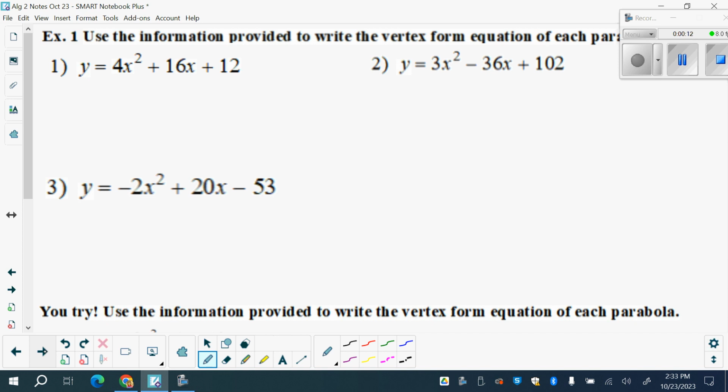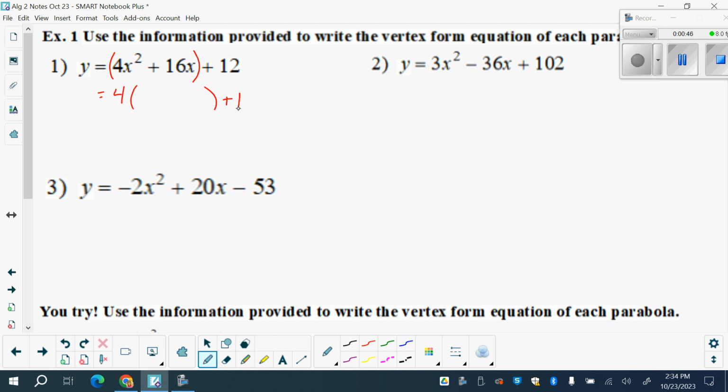Okay, so what's different on this one here from what we did? There is a coefficient in front of x squared, so this is going to complicate it a little bit. So what we need to do is when it's in that vertex form, we don't want that coefficient there. We want it to be without a coefficient. So we've got to factor that coefficient out of just these two here. So we're going to factor out a 4.